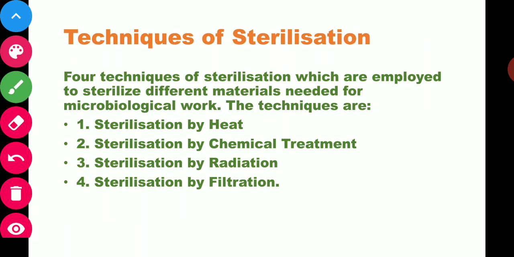There are four main methods which are employed to sterilize different materials needed for microbiological works. The techniques are sterilization by heat, sterilization by chemical treatment, sterilization by radiation, and sterilization by filtration. We'll take one by one how sterilization can be done by all these four methods.